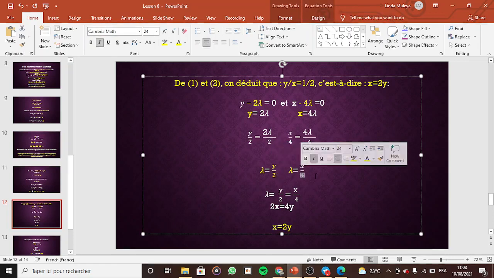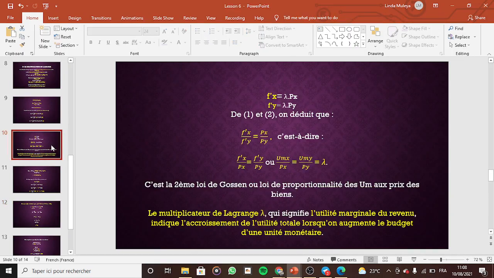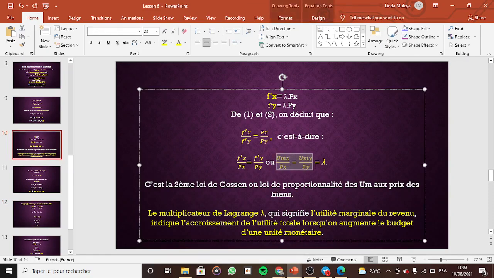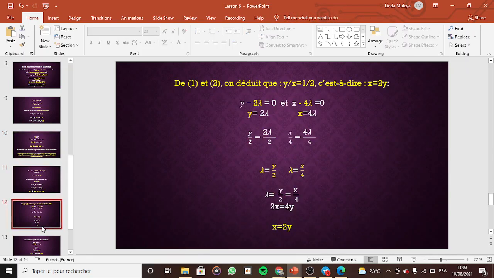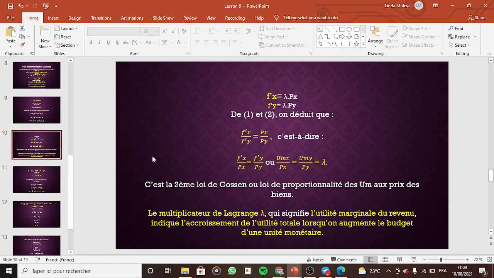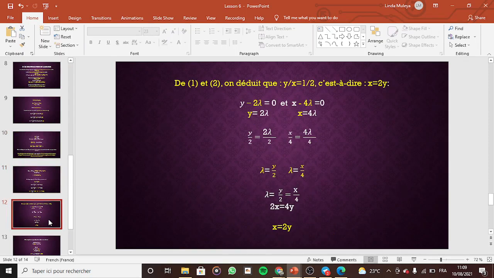And this is still in keeping with what we saw previously. Let me go up a bit. In this case, this formula here will give you Lagrange in the same way. Lagrange is equal to y over 2 is equal to x over 4. In the next slide, we'll see how to apply this point here for marginal utility. But for now, just keep this in mind and follow along with me.